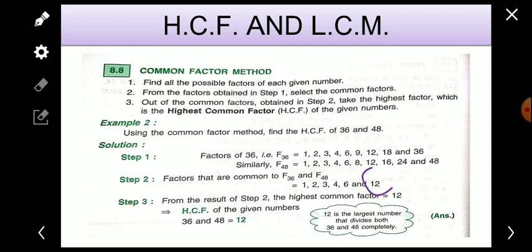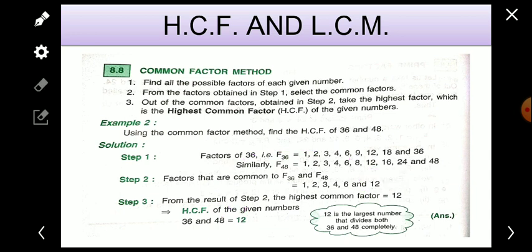So the greatest common factor is the HCF. Okay, so here we will add that the HCF of the given numbers 36 and 48 is equal to 12. Okay, highest common factor will be what? HCF. So here we have got the common factors, and among the common factors which one is highest? 12 is highest. So we have got the highest common factor, that is 12.